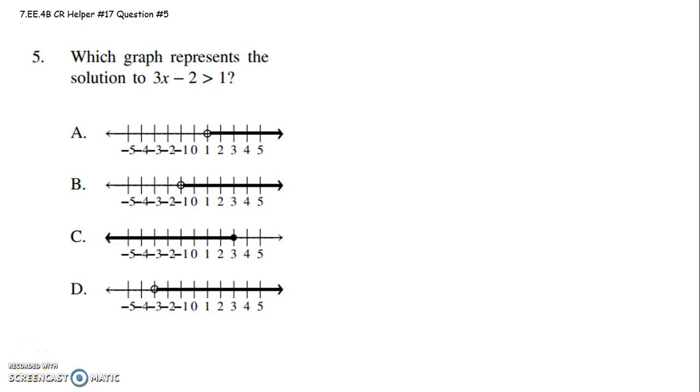All right, 7th graders, this is to help you with question 5 on CR 17. It says, which graph represents the solution to 3x minus 2 is greater than 1? So the first thing we have to do is solve this inequality. 3x minus 2 is greater than 1.